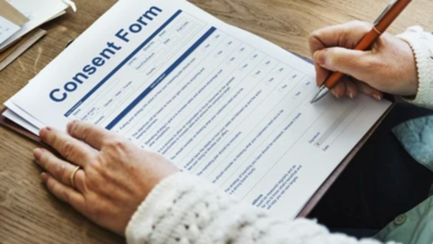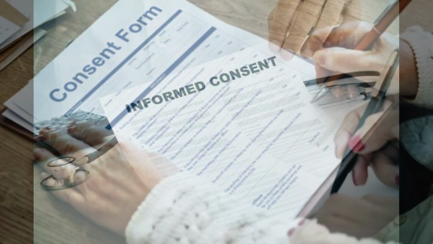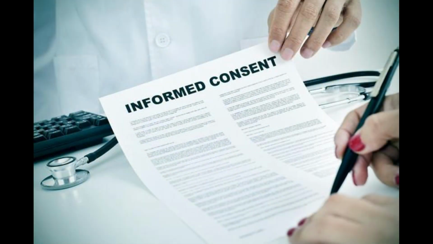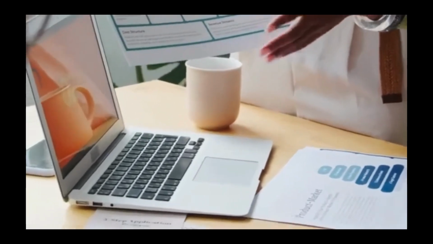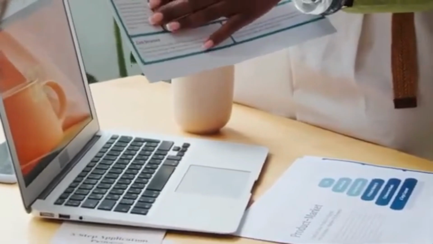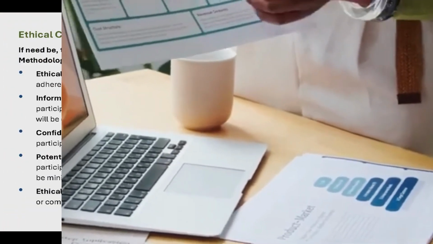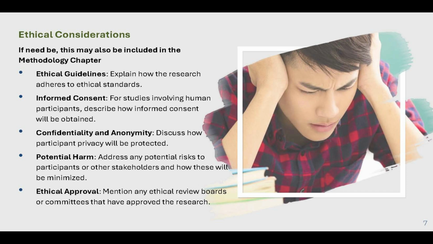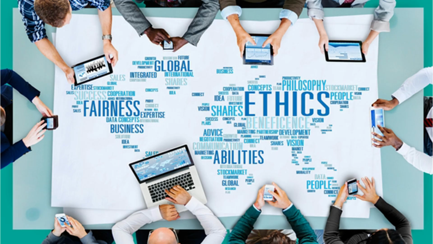2. Informed consent for studies involving human participants, describe how informed consent will be obtained. 3. Confidentiality and anonymity, discuss how participants' privacy will be protected. 4th, potential harm, address any potential risk to participants or other stakeholders and how these will be minimized. This is especially true when you have a sensitive topic in your thesis. And 5th, the ethical approval. Mention any ethical review boards or committees that have approved this research when applicable.